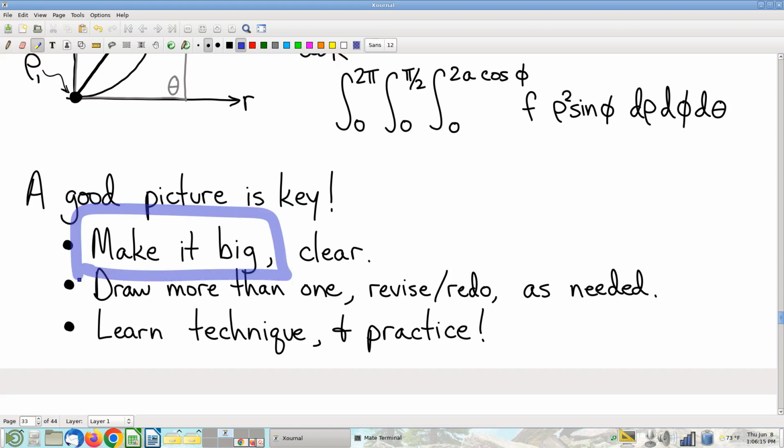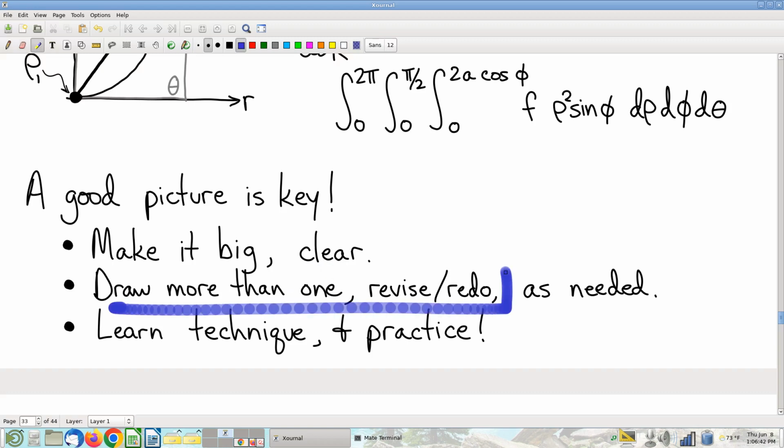You'd be surprised, if you start with a small picture, then the more details you need to add, you find that the relevant portion ends up being so small as to be almost invisible. Right, you're sort of uselessly small, so make it nice and big. Try to keep it clear. Right, if your picture starts to get messy, redraw it. Maybe hopefully improved from your previous version. Right.